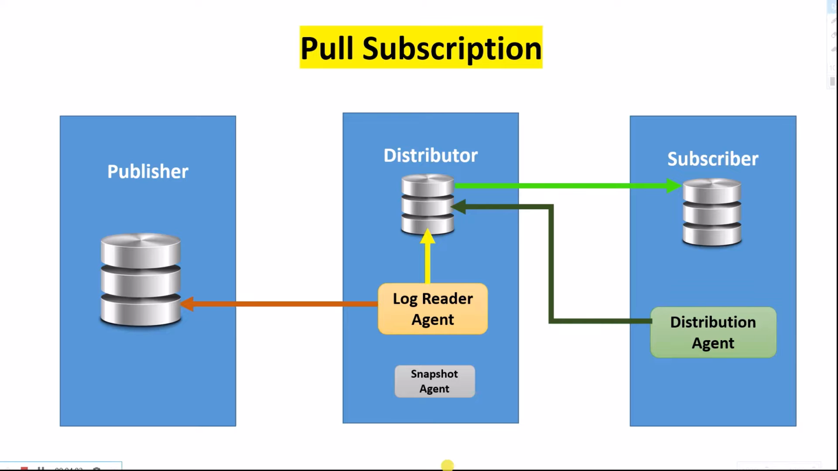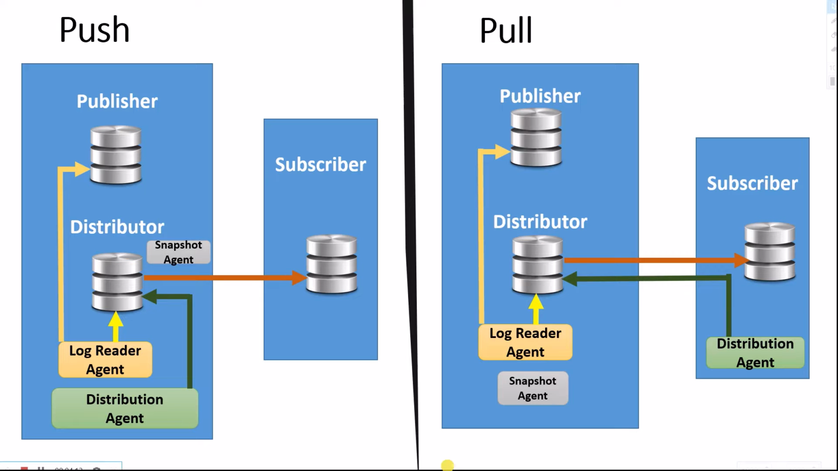Suppose you configure the publisher and distributor on the same instance, your configuration will look like this in case of push subscription and in case of pull subscription.